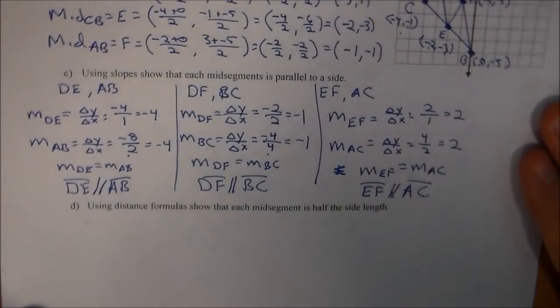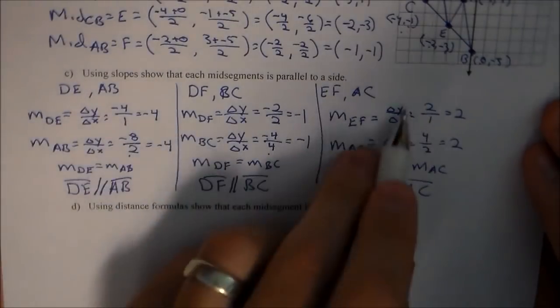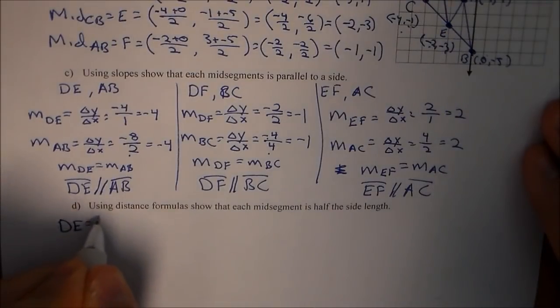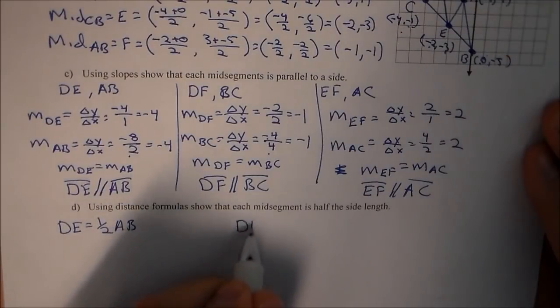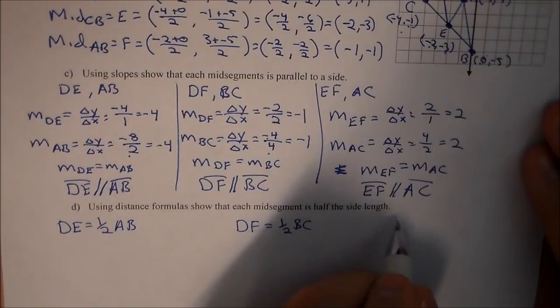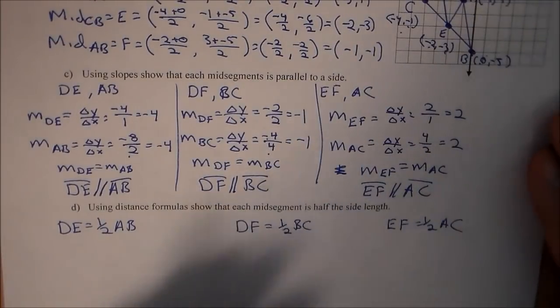Next, we have to do the distance formula to show that each midsegment is half the length of its side. So I'm going to steal the categories I had before. I need to show that DE is equal to 1/2 AB. I need to show that DF is equal to 1/2 BC. And I need to show that EF is equal to 1/2 AC.